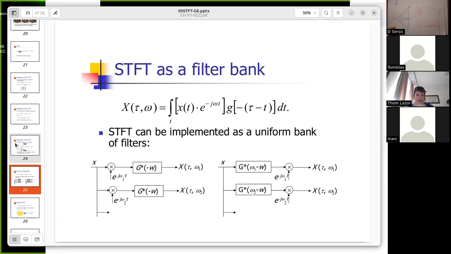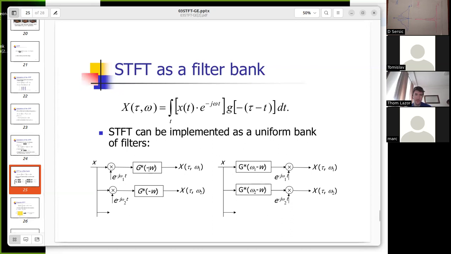Instead of having only one filter, I can have different filters that work. I mean, they have the same shape, but they work for different frequencies. The result will be the same. I can move the blue one, or I can move the red one. On the right-hand side of the slide, you can see the alternative way.